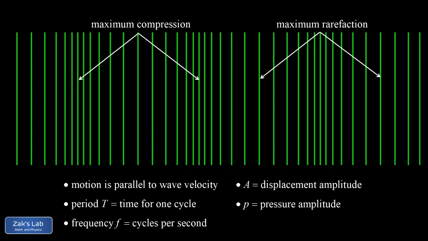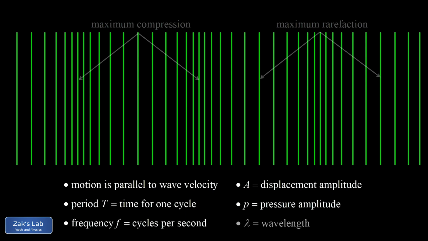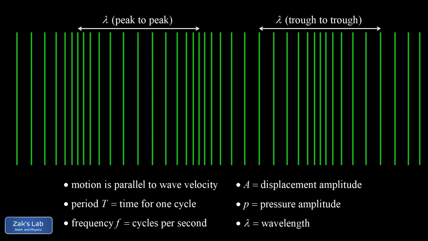Finally, we define the wavelength of a sound wave. And we're going to use the Greek letter lambda for that. And that's the distance between adjacent compression peaks or the distance between adjacent rarefaction troughs. In other words, it's the distance before the wave behavior begins to repeat.